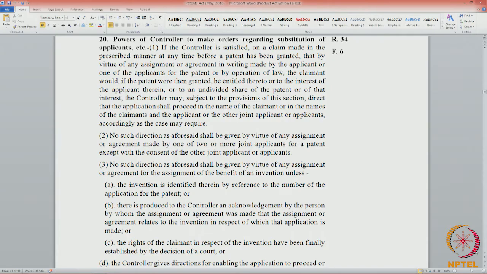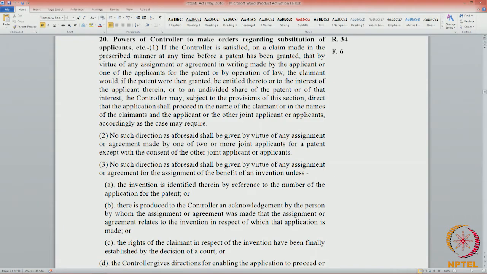D's agreement is only with A and B, but not with C. But C is an existing applicant. There are 3 applicants, A, B and C. A and B have an agreement with D. Based on that agreement, they want to bring D as a claimant, as a new applicant.